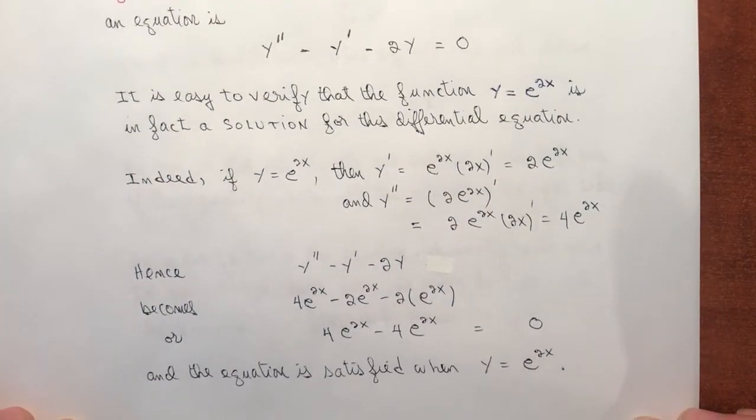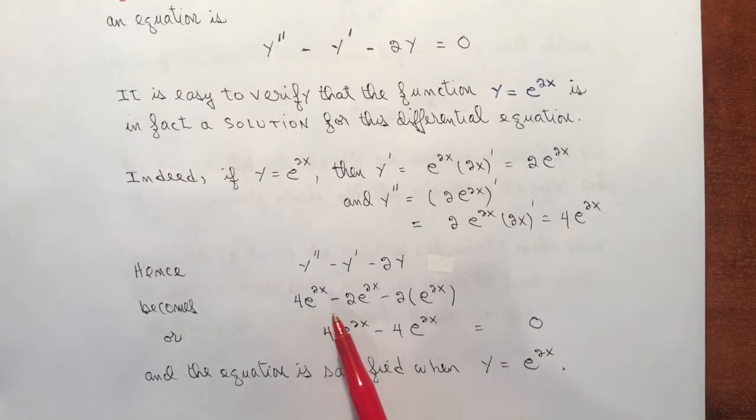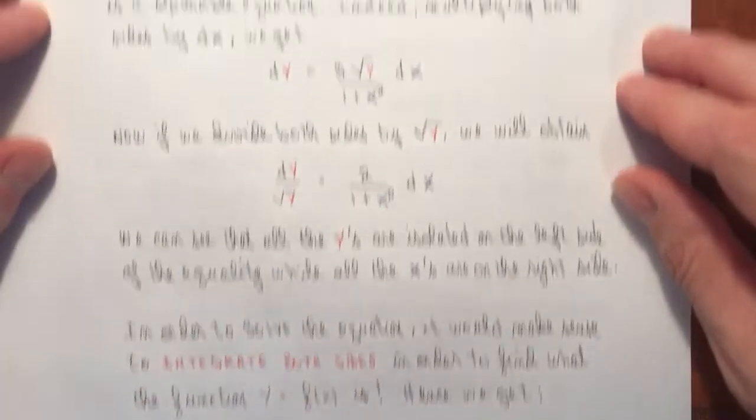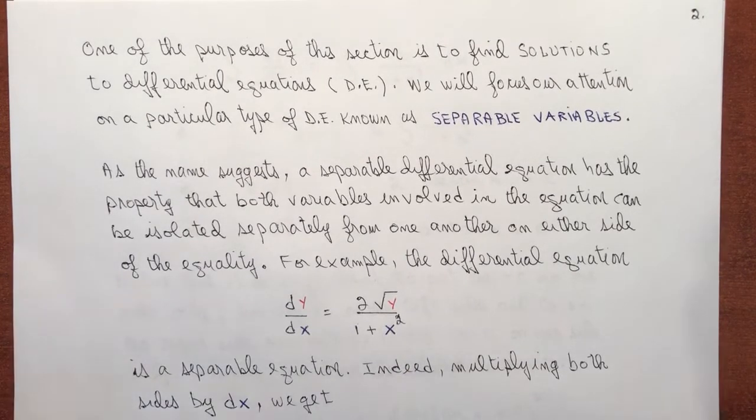Hence, y double prime minus y prime minus 2y will end up being 4e to the 2x minus 2e to the 2x minus 2 times y itself, e to the 2x. That's 4e to the 2x minus 4e to the 2x, and that is 0, and it verifies that the equation is satisfied when y is equal to e to the 2x. One of the purposes of this section is to find solutions to differential equations, which we can abbreviate DE.